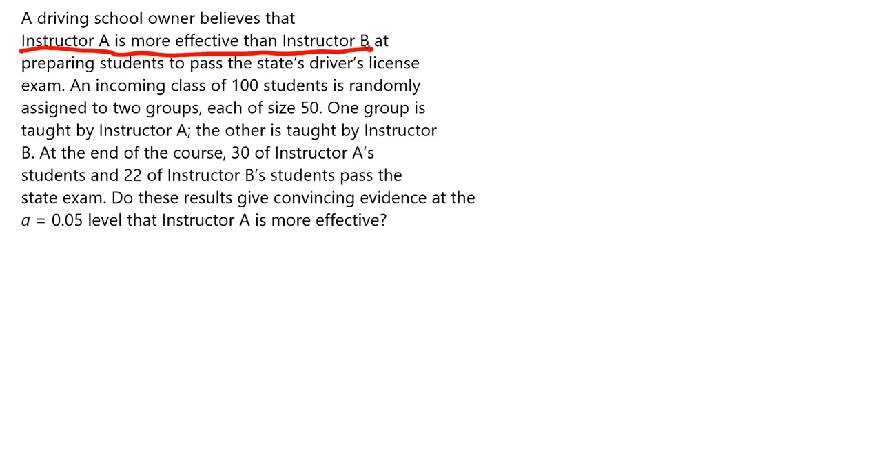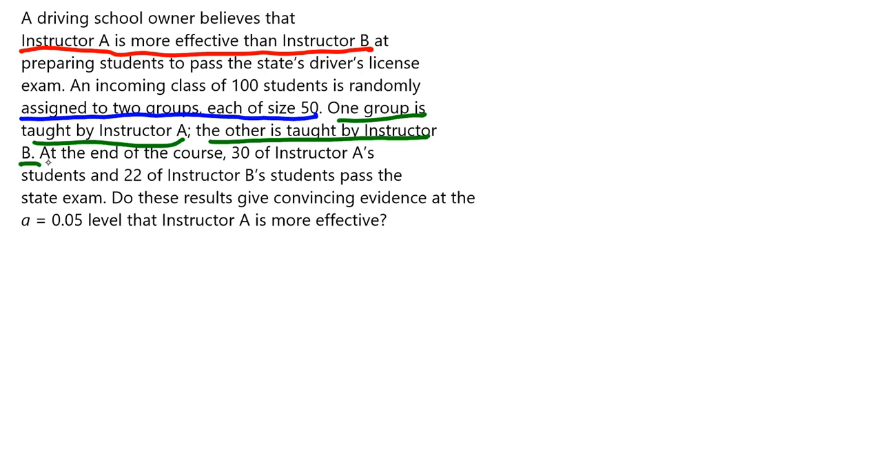And as we read a little further, we see that out of the 100 students that are coming into class, they're randomly assigned to two groups, each of size 50. One group's going to be taught by instructor A, and the other group's going to be taught by instructor B. And what we see next is what was observed.